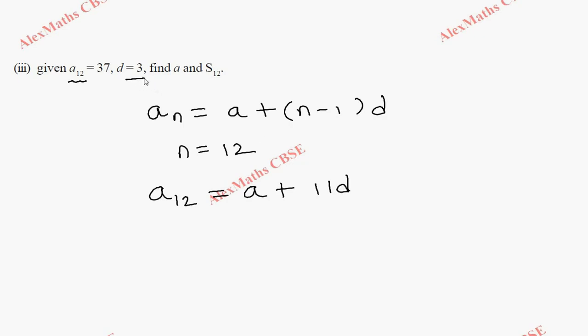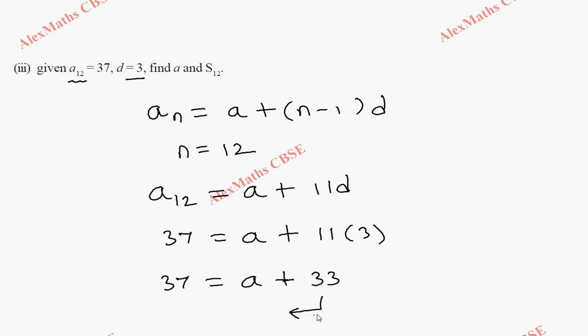And we know the value of d as 3 and a12 as 37. So here it is 37 and a is written as it is and 11 into this is 3. So 37 equals a plus 33. 33 is taken to the other side.